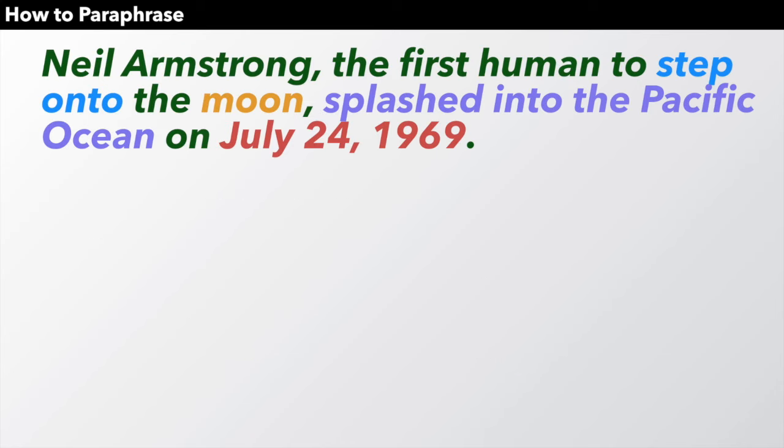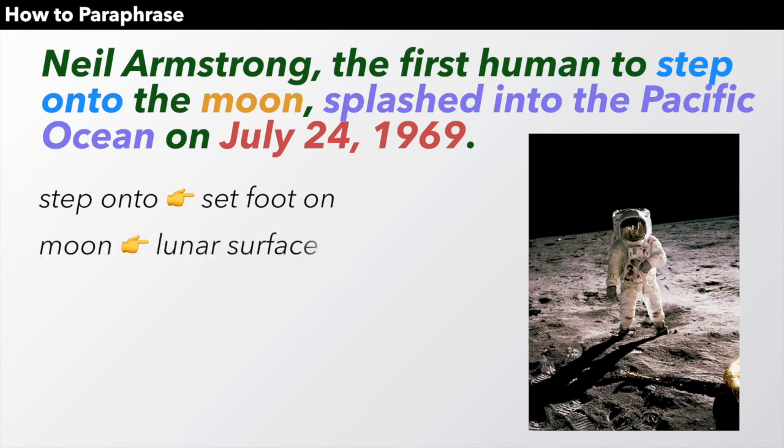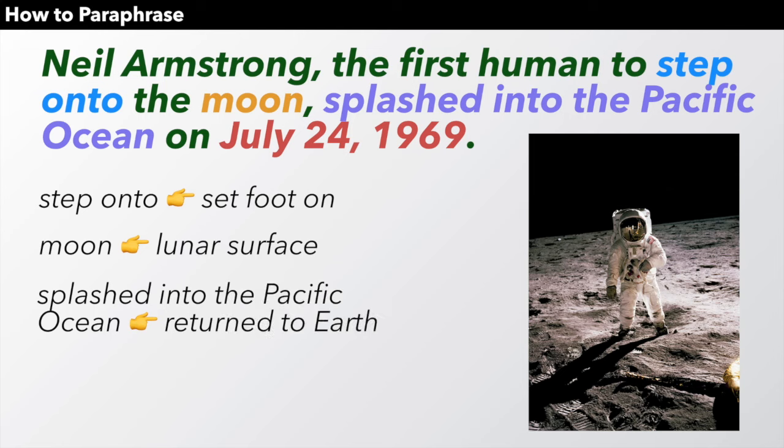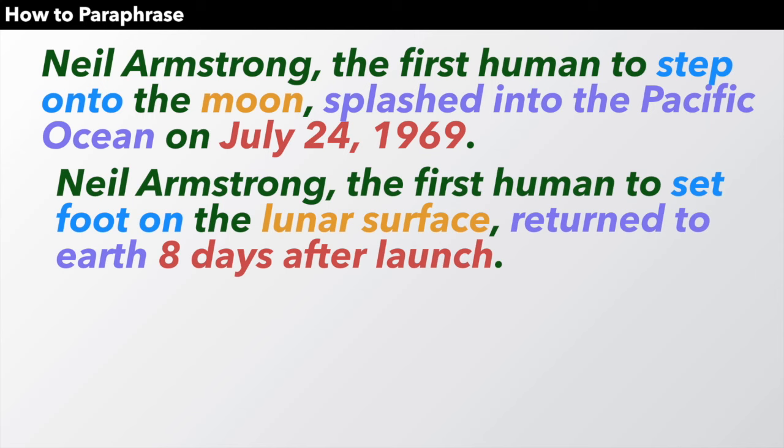Neil Armstrong, the first human to step onto the moon, splashed into the Pacific Ocean on July 24th, 1969. Synonyms first. Step onto would be the same as set foot on. Different words, same idea. Moon can change to the lunar surface. Here's a big change. Splashed into the Pacific Ocean is when he returned to Earth. And July 24th just happens to be 8 days after the launch. Change a date to a different kind of date. So, Neil Armstrong, the first human to set foot on the lunar surface, returned to Earth 8 days after launch.